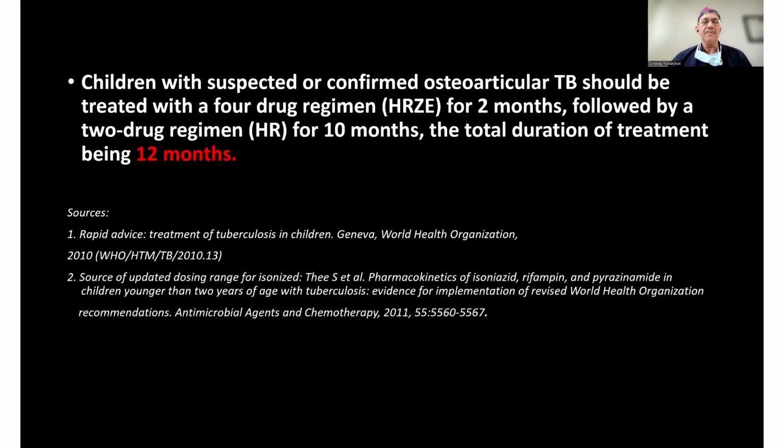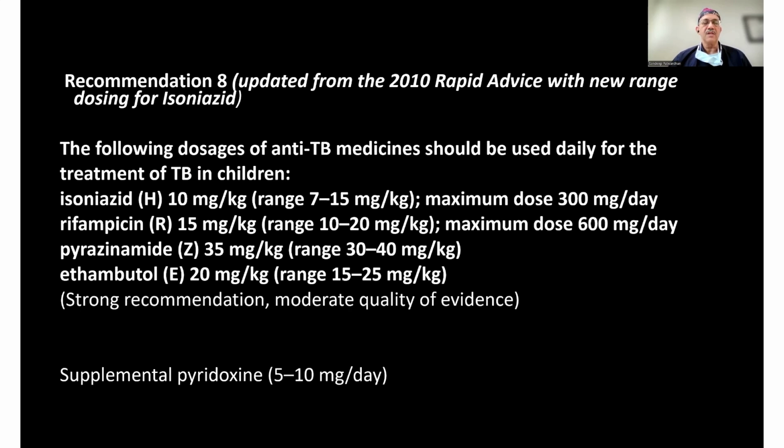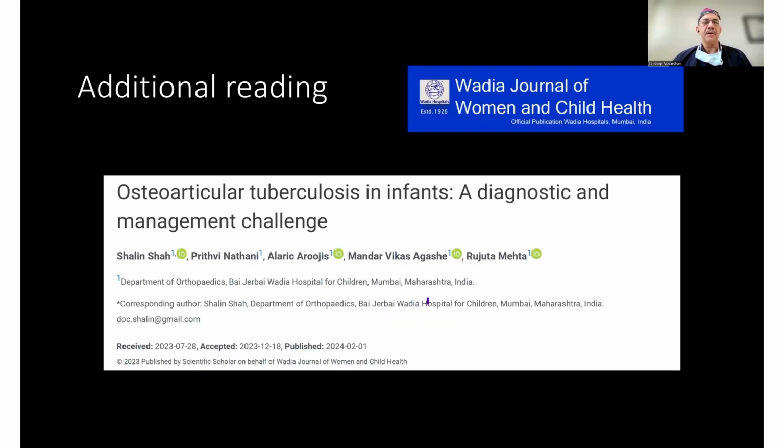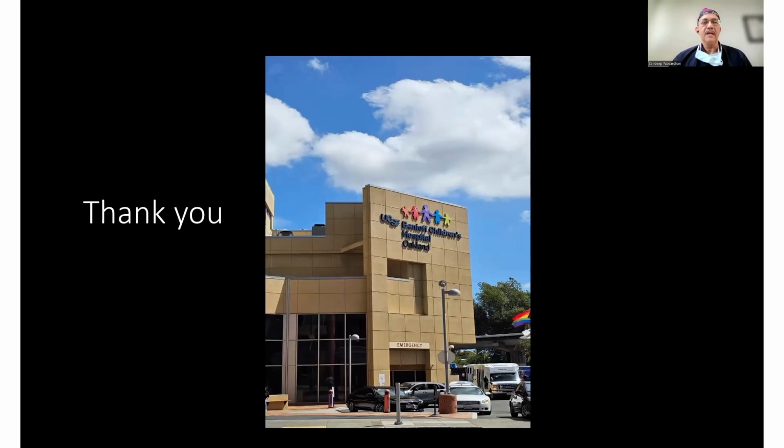Usually, a 12-month regimen is advocated, of which 4 drugs for 2 months, which are HRZE, and then 2 drugs for 10 months, that is H and R, should be used for treating tuberculosis. The doses have been very well published, as shown here. And you can also read this particular paper from Wadia Children's Hospital in Mumbai regarding a diagnostic and management challenge of osteoarticular tuberculosis.